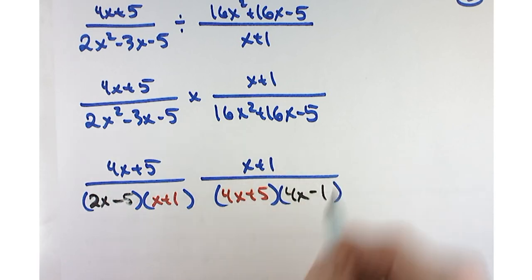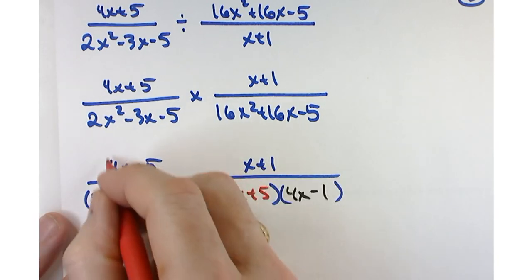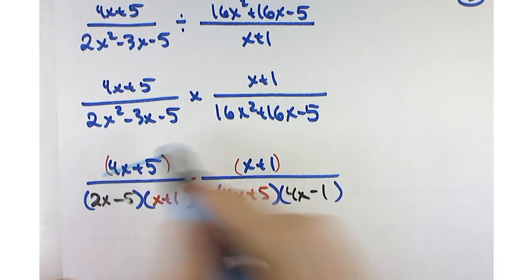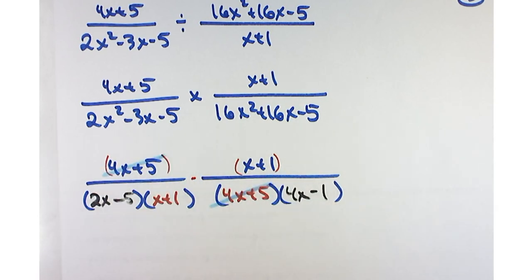Negative 1. Wow, that's a lot easier than doing it the hard way, the traditional way. So, hey. That was easy. Yes, nice. All right, this is a times. Let's put parentheses around those because they're treated as whole terms. We can cancel out the 4x plus 5. What else cancels? X plus 1.